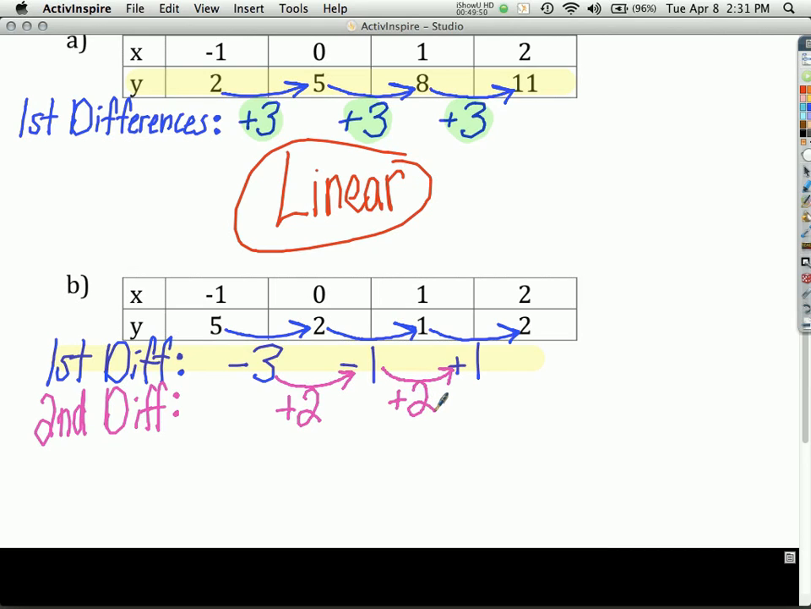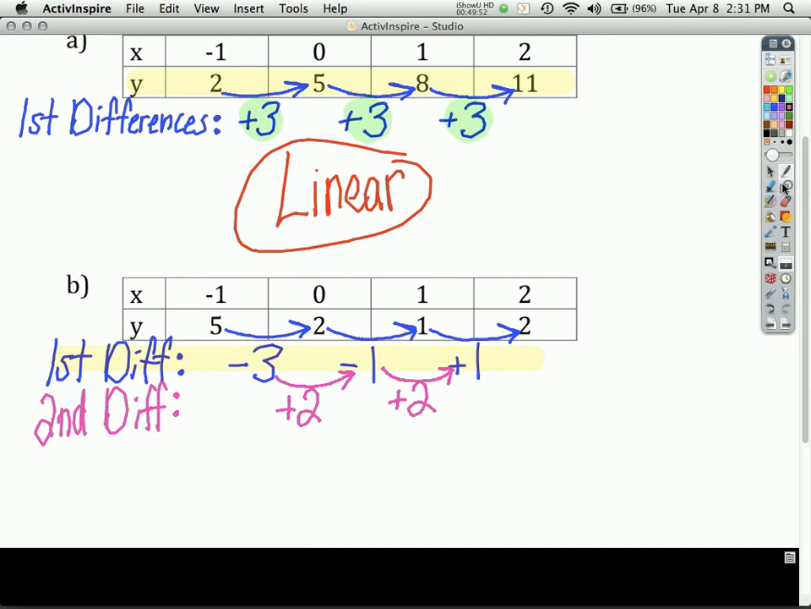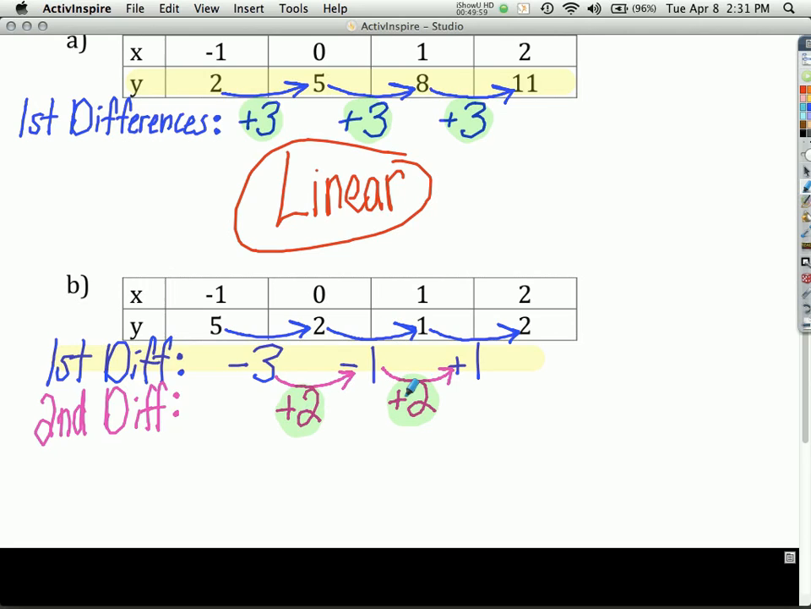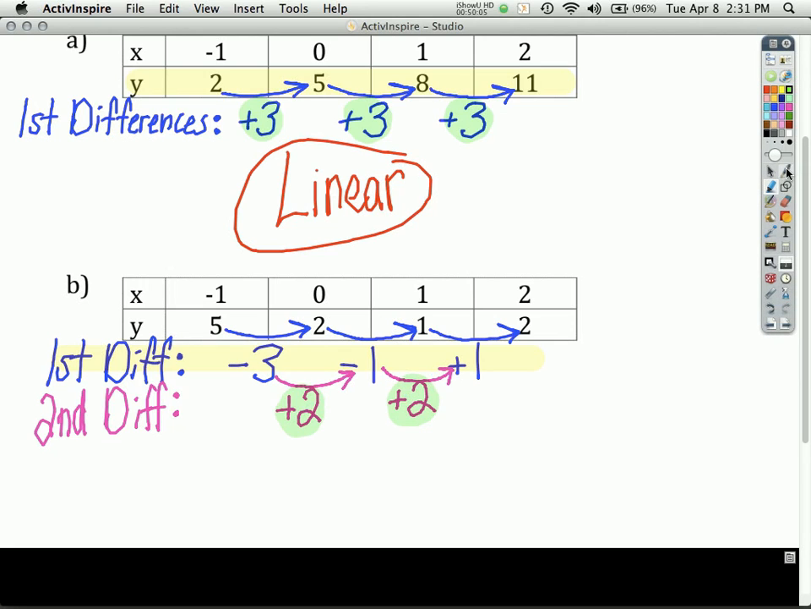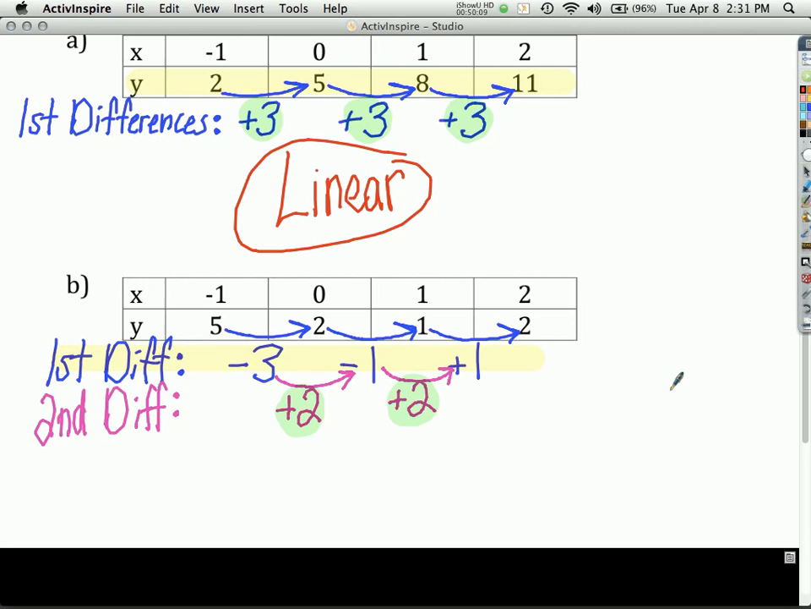And now there is something magical. We have gotten the same number again. So now the second differences are the same. Does anyone know what type of function this is going to be? Chris? Yeah, this is actually going to be quadratic.